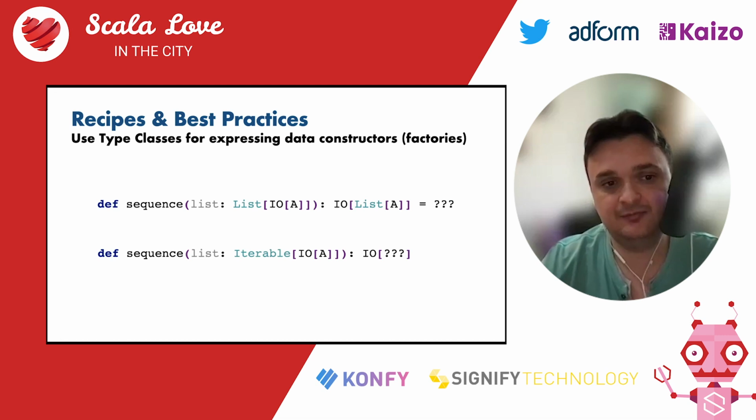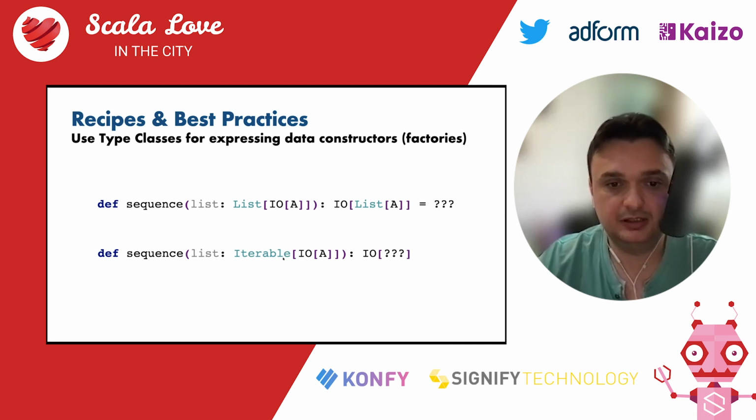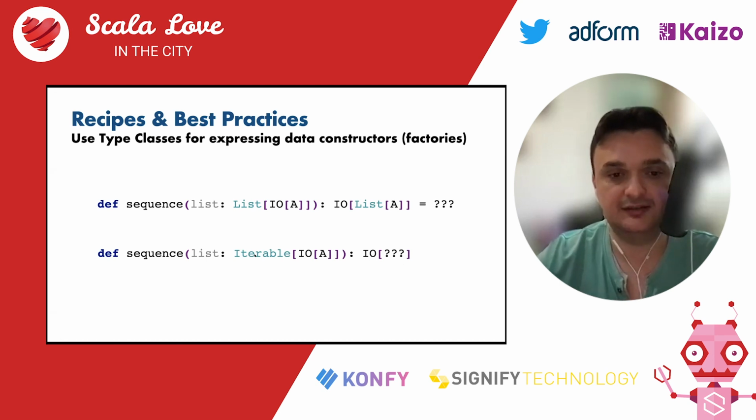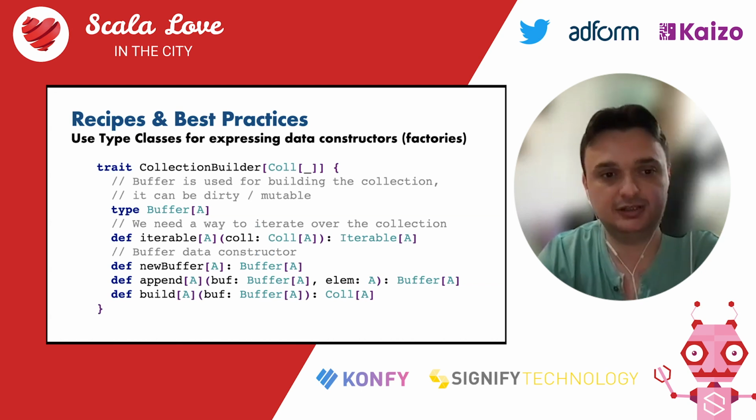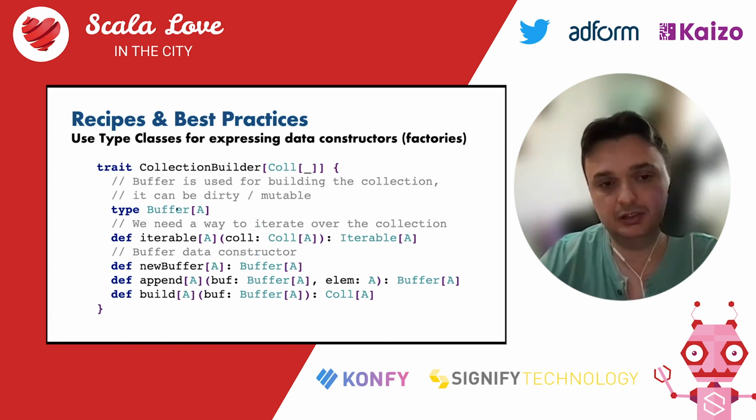Quick exercise. Let's do a function. Let's pretend that traverse doesn't exist and do a function like sequence that can transform a list of IOs into an IO of lists. We can't do that with OOP with just an iterable, because we need a data constructor. We need to build a data structure, not just iterate over it. And in order to do that, we might come up with our own type class that's nice and efficient, that specifies a buffer that will collect elements. So for list, that's going to be the list buffer.